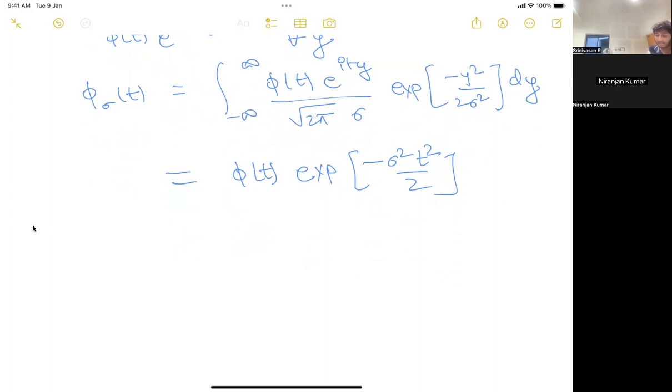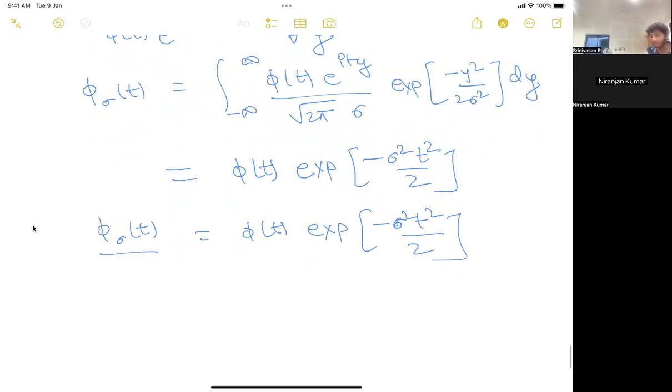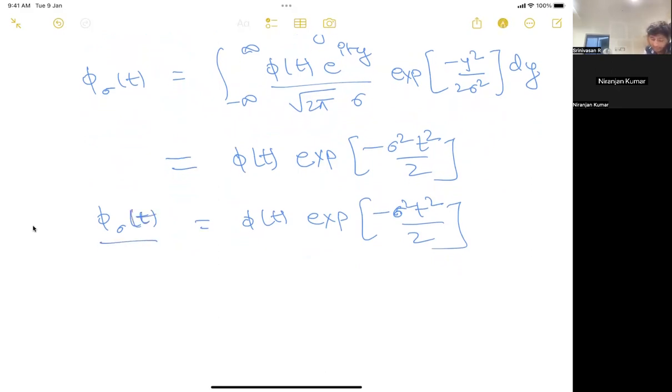Now, what this gives you is phi sigma of t is phi of t times exponential of minus sigma squared t squared by 2. Observe that the right hand side is integrable because the modulus of that is less than or equal to exponential of minus sigma squared t squared over 2, which is integrable. So we have phi sigma of t as an absolutely integrable, positive definite function satisfying all the conditions given in the theorem.